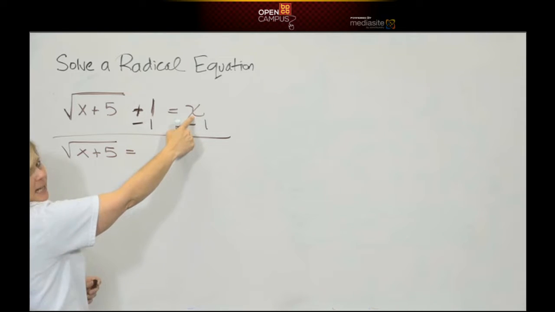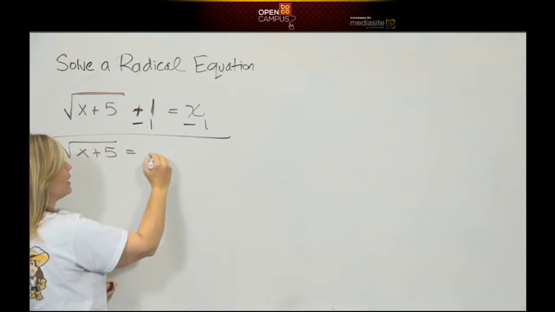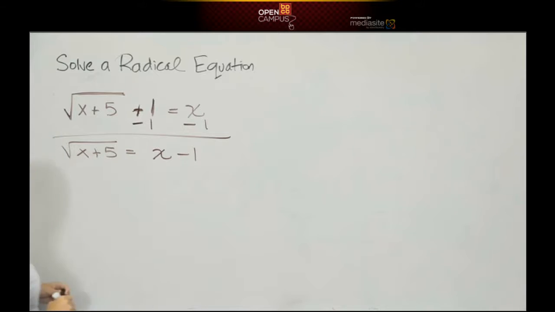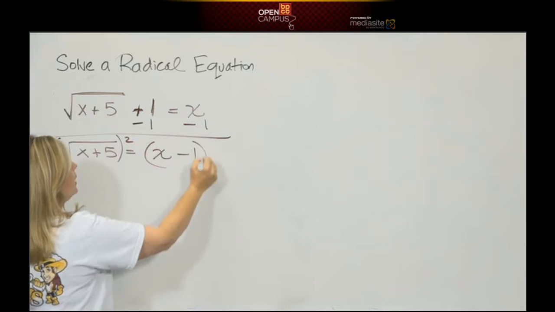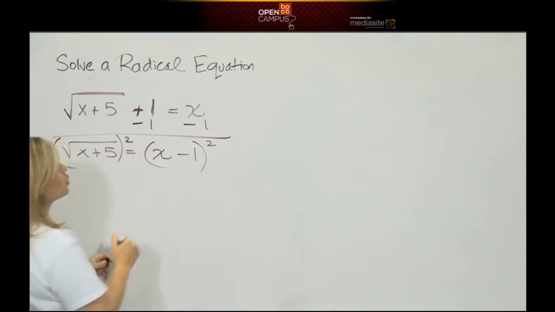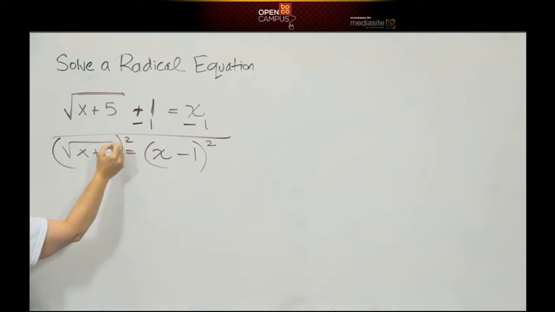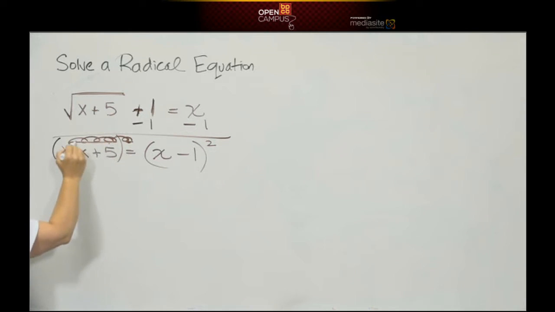On the right side, we cannot subtract x and a negative 1. They're not like terms, so we write them in the correct descending order. So step 1, isolate the root. Step 2, to get rid of the radical sign, we do the inverse operation. The inverse of square root is squaring. If we square the left side, we square the right side. Squares and square roots, because they're opposite operations, cancel.